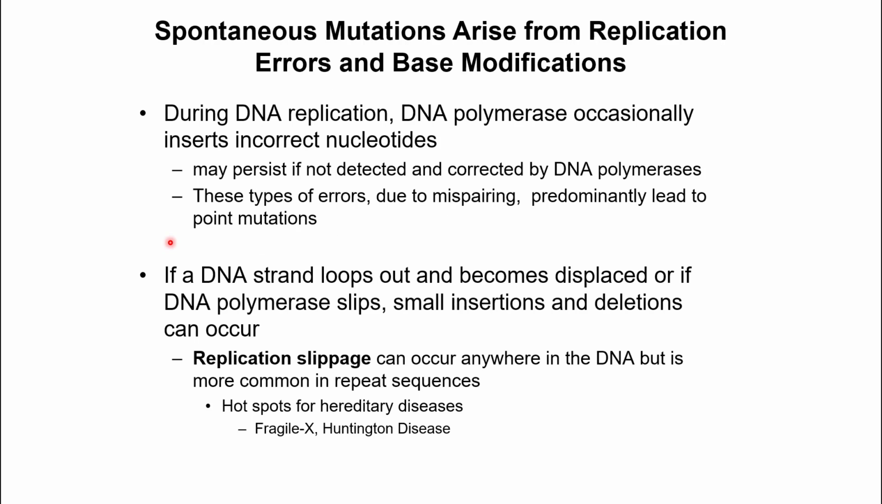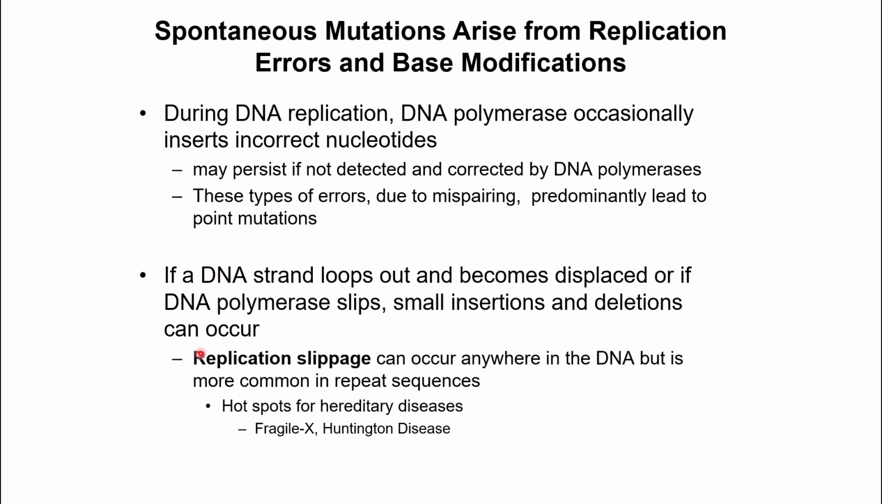Now, how do mutations arise? Well, they arise from replication errors and from something called base modifications. So during DNA replication, occasionally DNA polymerase is going to insert the incorrect nucleotide. And if it doesn't detect it and go back and correct it with other DNA polymerases, like DNA polymerase 3, then these errors are going to persist, and we're going to have a mispairing, and that leads to a point mutation occurring during the next round of synthesis.